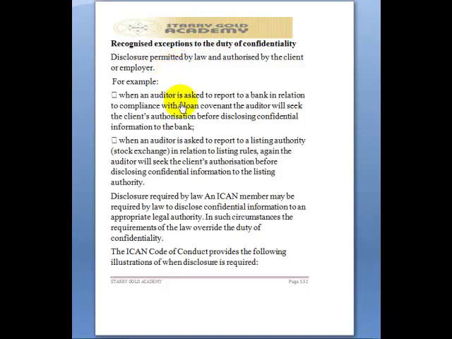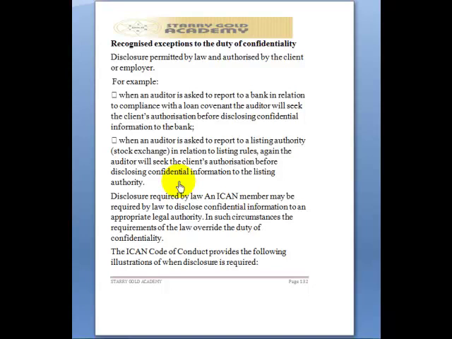For example, when an auditor is asked to report to a bank in relation to a loan covenant, the auditor will seek the client's authorization before disclosing confidential information to the bank. In such a situation, the disclosure is authorized by who? By the client. Likewise, when an auditor is asked to report to a listing authority, the stock exchange, in relation to listing rules, the auditor will seek the client's authorization before disclosing confidential information to the listing authority. So that one is not disclosure by law; it is disclosure authorized by the client.